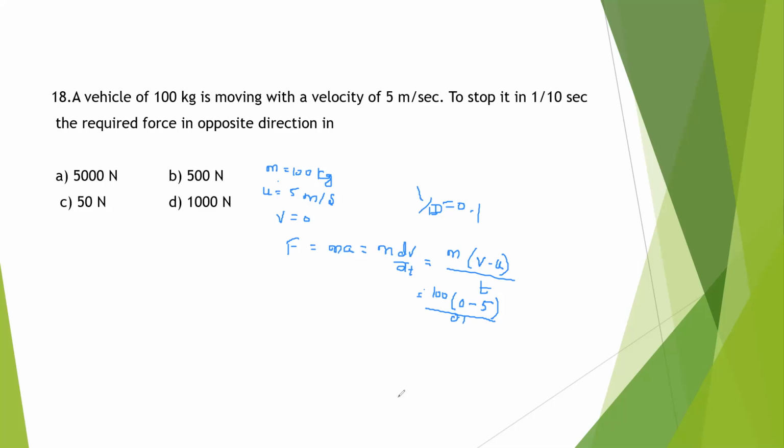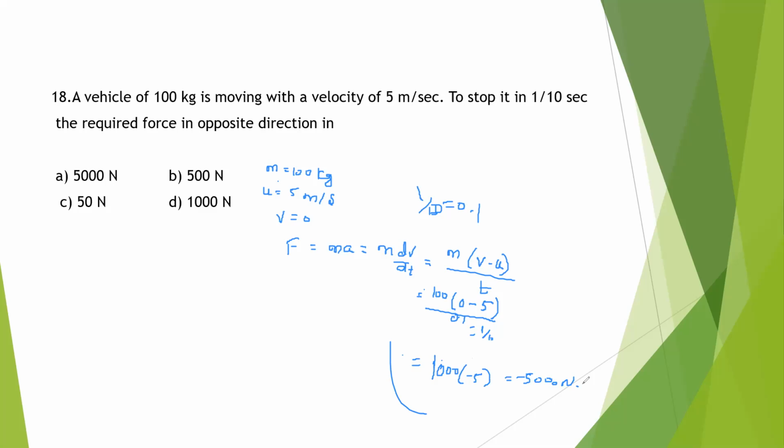Or instead of that, you can also take one more step here. This is equal to 100 divided by 0.1. 100 divided by 0.1 is nothing but what? This 0.1 can be written as 1 divided by 10 itself. So if it goes to the numerator, it becomes 1000. It becomes 1000 into minus 5. So that is nothing but minus 5000 Newton.